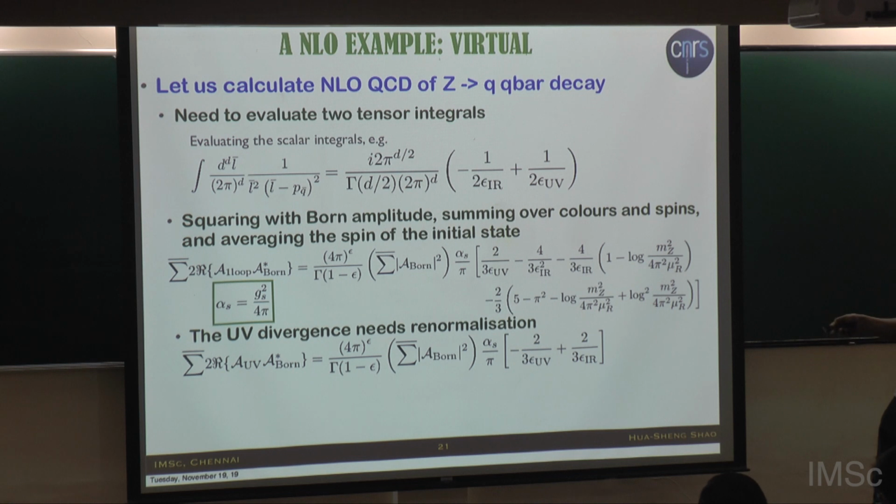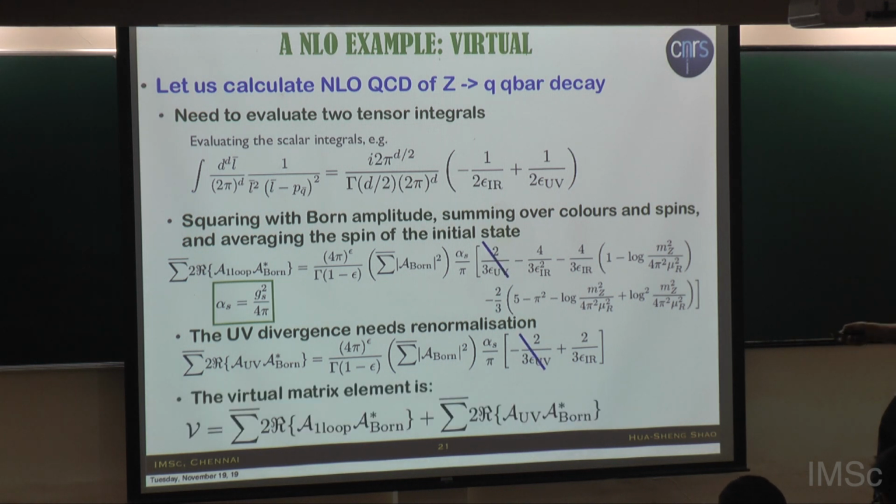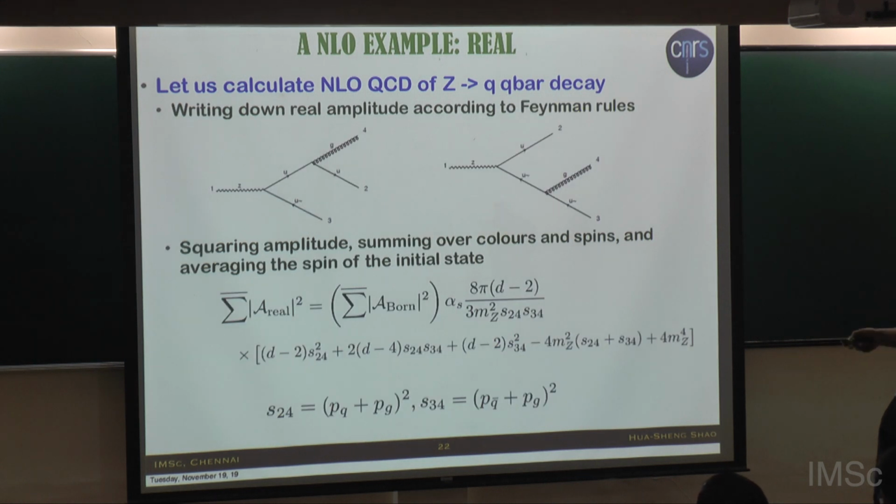So this is a UV and the renormalization comes from my quark legs, right? The wave functions of my 2 quark legs. I need to do the renormalization. So the UV divergence cancels, and then I just get my virtual matrix element. Okay, I arrived at my virtual matrix element. This I define as V. Then the LO.